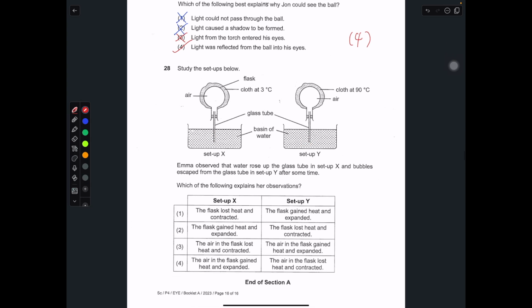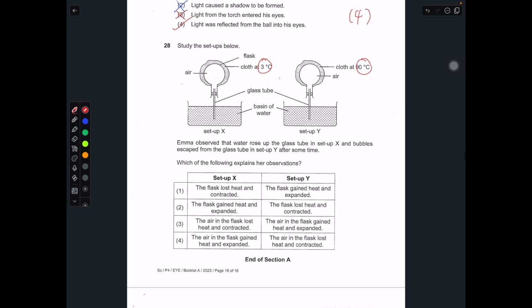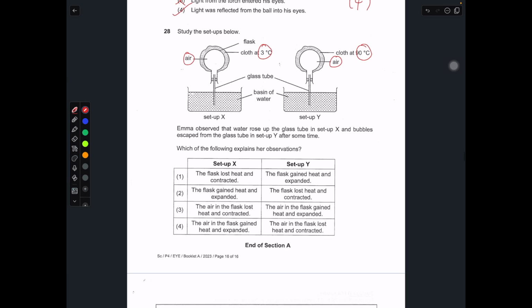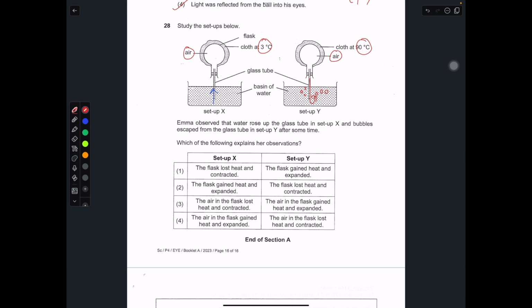Okay, study the setup below. So you have these 2 diagrams. The difference between them is the cloth at 3 and the cloth at 90 degree. Okay, and there's air inside the flask. Emma observed that the water rose in glass tube in setup X. Okay, so that means the water level went up. Okay, and bubbles escape from here, and the bubbles must be coming out from the flask. Which of the following explain her observation? Okay, let's talk about X first.